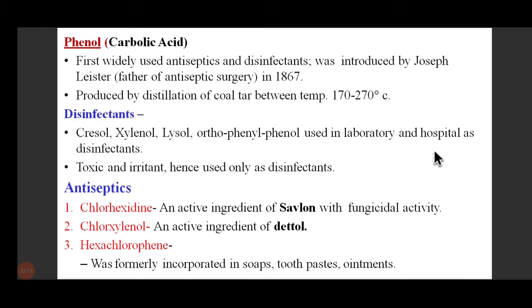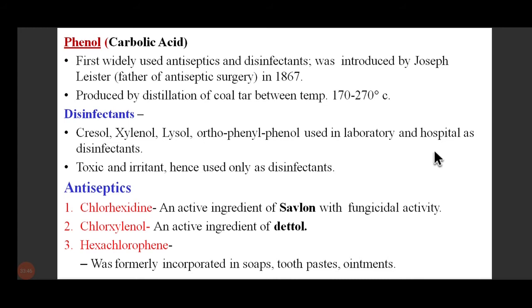Then we have phenol, which is carbolic acid. It is the first widely used antiseptic and disinfectant. It was used by Joseph Lister, who you should know is also the father of antiseptic surgery. It is produced by distillation of coal tar at a temperature of 170 degrees Celsius. Various disinfectants which come under this are cresol, xylenol, lysol, and orthophenylphenol, which is used in laboratory and hospital settings very commonly as disinfectants. They are toxic and irritant, hence they are only used as disinfectants.